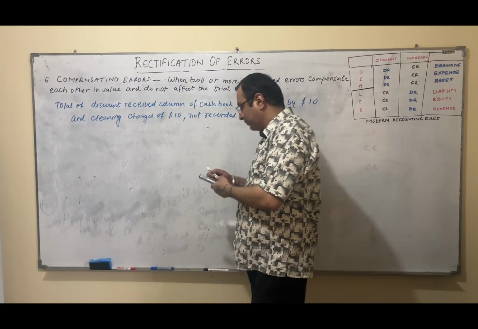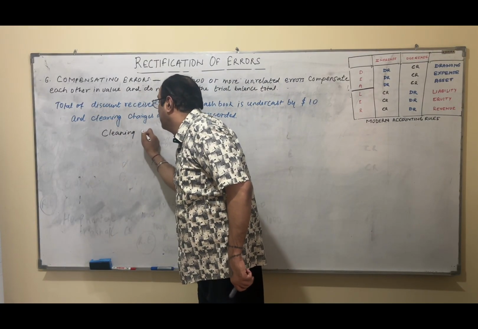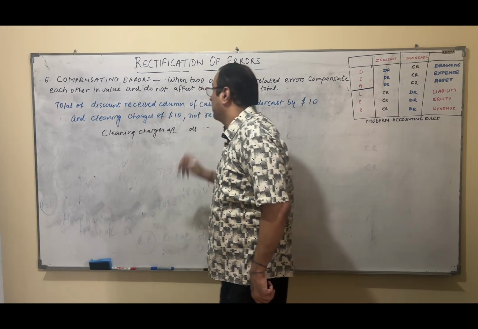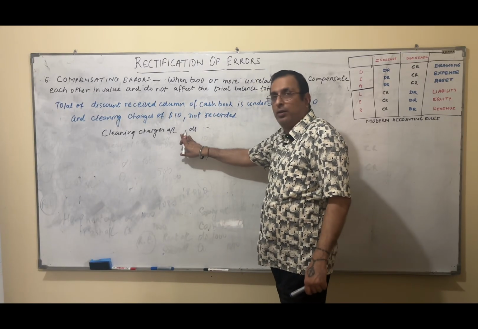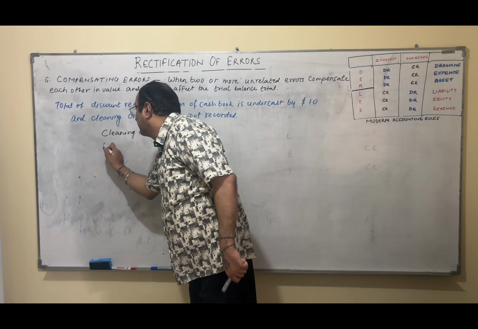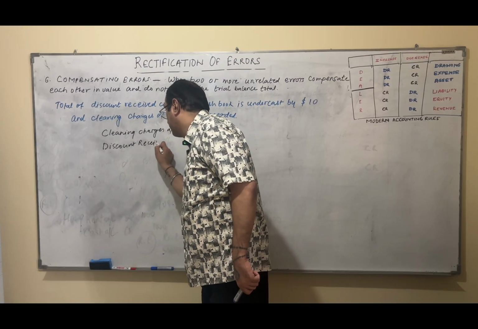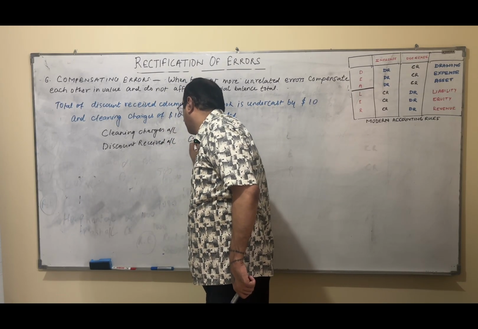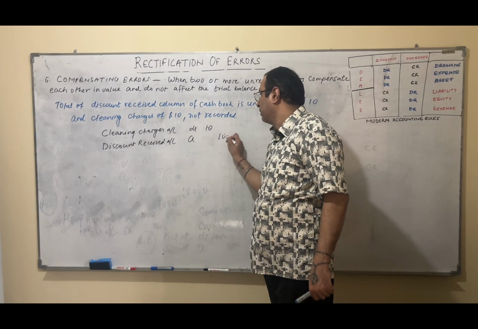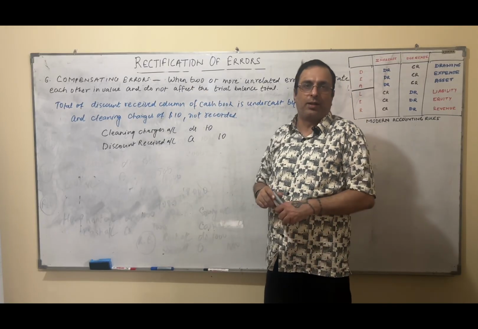So I will write down the omission part first because it's debit. Cleaning charges, debit. It had to be recorded, but omitted. I have recorded now. And discount received account, credit, because undercast with the same amount, $10. Done. This is how I will rectify the compensating errors.